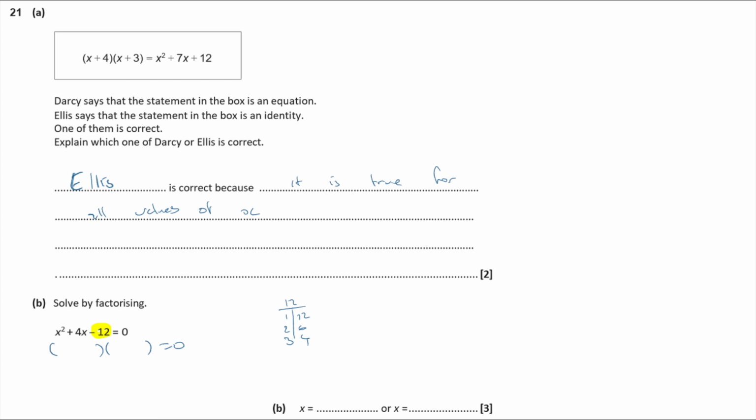Now, I want one that has a difference of 4, because 12 is negative, so it's the difference between the two. And I can see one pair that fits, and that's this one here, the 2 and the 6. Now, to make 4x positive, it's the bigger one that needs to be the positive one. So that's going to be (x plus 6)(x minus 2), like that, okay? So then if I've got (x plus 6)(x minus 2) equal to 0, then that means that x must be equal to minus 6, or x must be equal to 2. So the sign of your answer is always flipped from how it looks in the brackets. So minus 6 and 2.